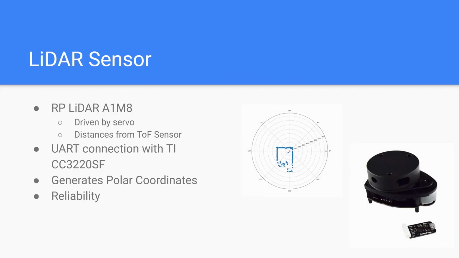So for the major hardware component of the subsystem, we have the RP LiDAR A1M8. It is a small time of flight sensor that is driven by a servo that causes it to rotate. And from that, it shoots out a 5 milliwatt laser that can then record distances around and give you angles that those distances were at. And then with the UART connection to a TI board, it's able to send the data to it, and the TI board itself is then able to send these over MQTT. And to the right, you can see the points that it generates just based off of that.